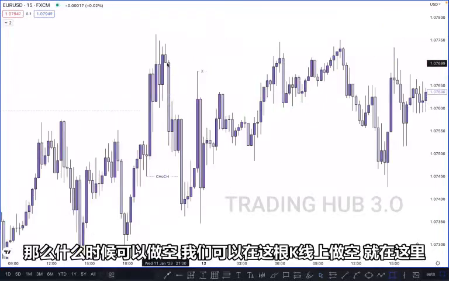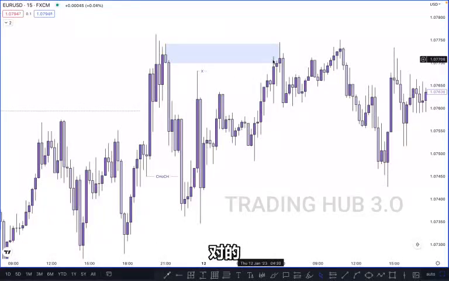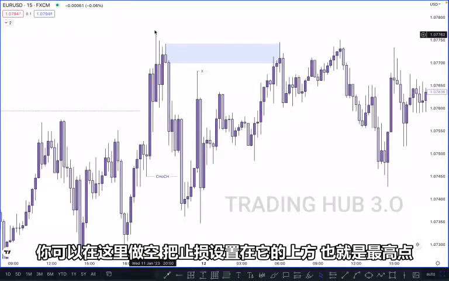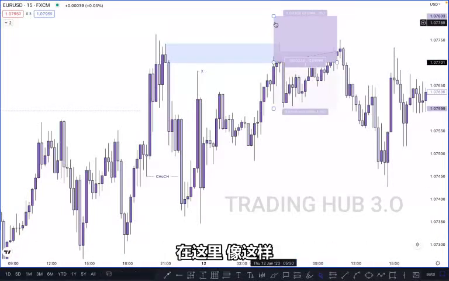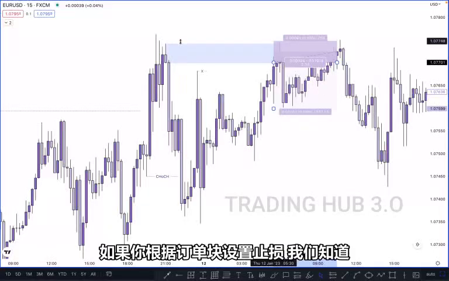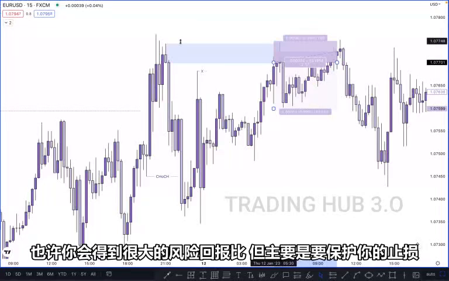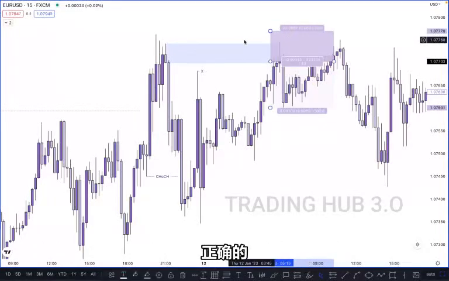So when we can sell here, we can sell on this candlestick, and this becomes our valid POI, right? So simply you can sell here and put the stop loss just above it, which is the maximum high, something like this. And if you are putting the stop loss based on the order block, as we know, this is a little bit risky, and maybe you will get a big risk reward, but the main thing is to protect your stop loss. And where is our target?